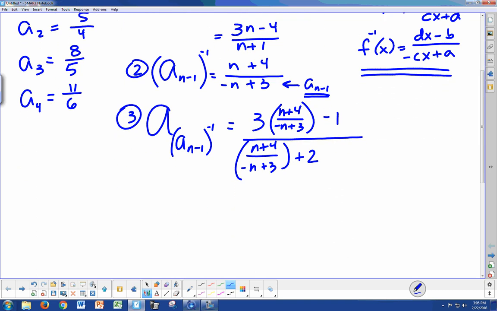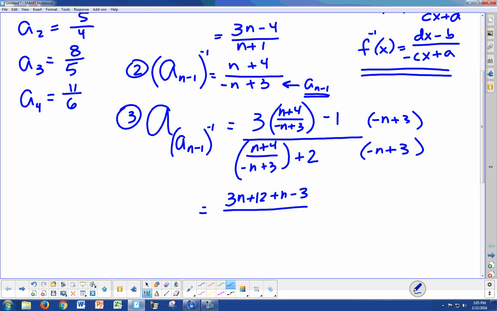So let's see if we can work this out. We'll multiply the top and bottom by negative n plus 3. And I'll zip this ahead a little bit. This is going to be 3n plus 12 plus n minus 3, and your denominator will be n plus 4 minus 2n plus 6. And I come up with a grand total of 4n plus 9 over negative n plus 10.